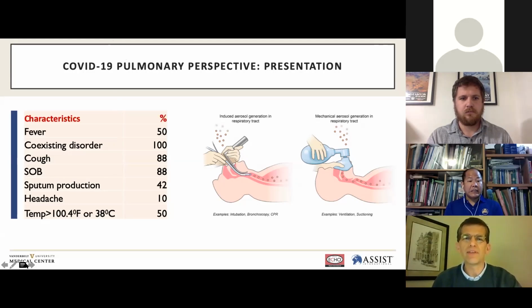The droplets are illustrated in this diagram during intubation, during bag mask ventilation, but this can happen also during any other obvious procedure such as bronchoscopy or eventually tracheostomy. Next slide, please.